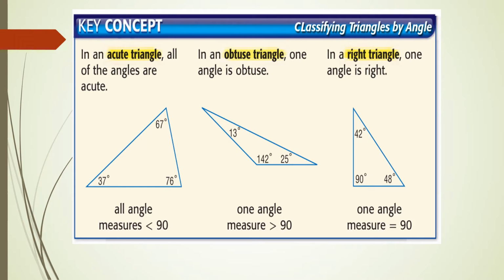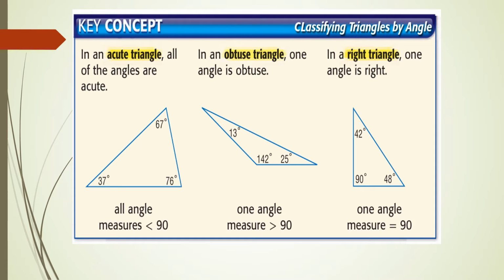So you can classify your triangles using both of them. For the acute triangle, I can have an acute scalene, acute isosceles, and of course my equilateral will always be acute. In the obtuse, I can have an obtuse scalene, an obtuse isosceles, and I cannot ever have an obtuse equilateral. In a right triangle, I can have a right scalene and a right isosceles. And again, I will never have a right equilateral.